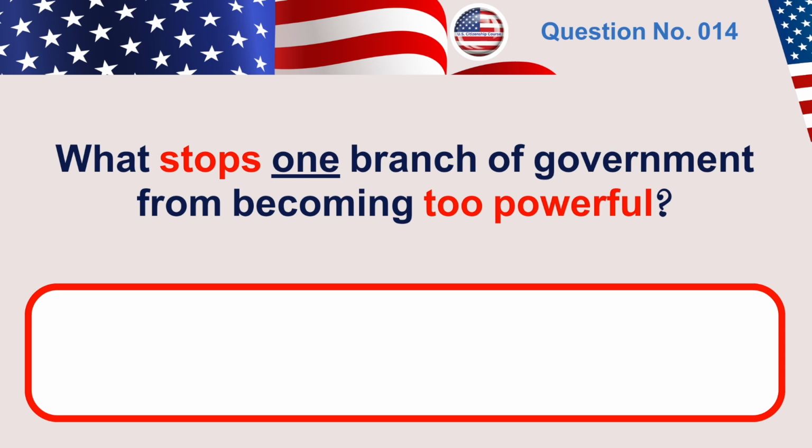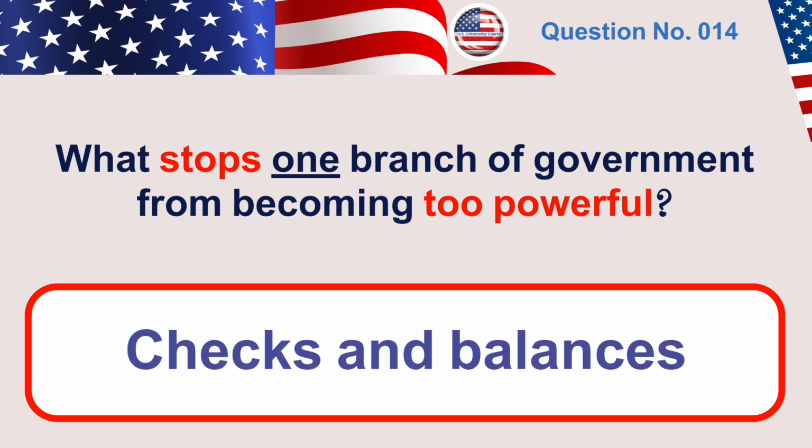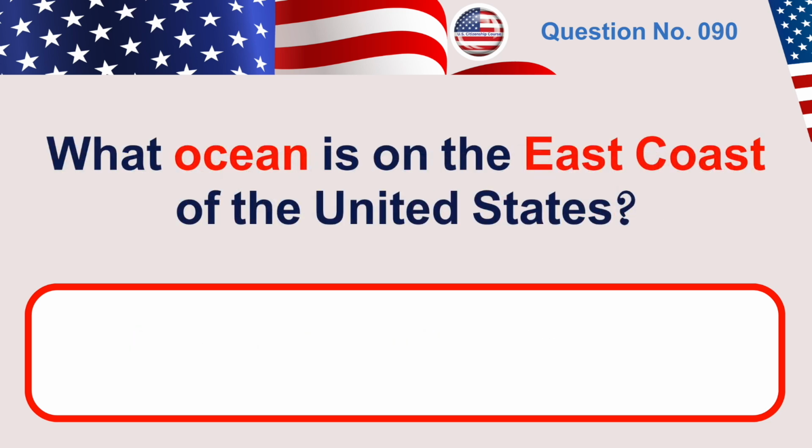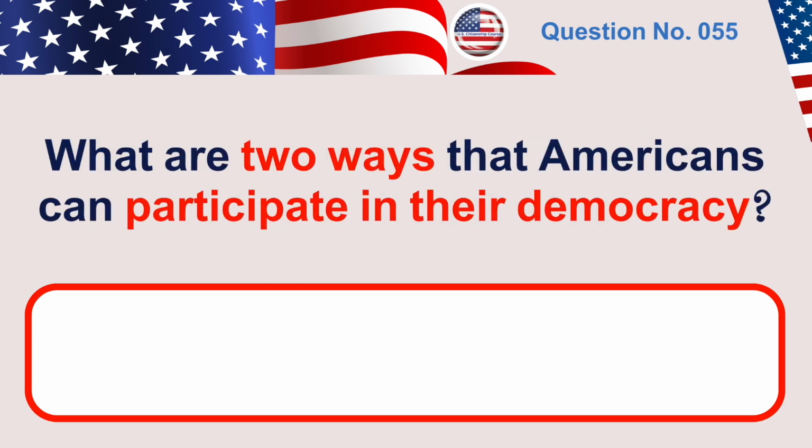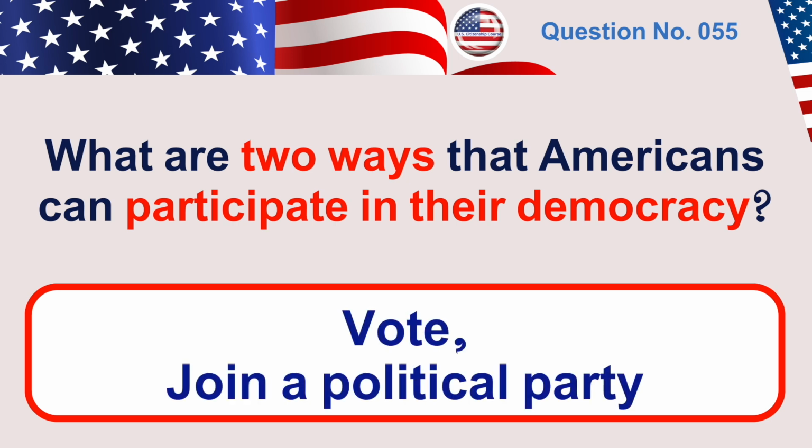What stops one branch of government from becoming too powerful? Checks and balances. What ocean is on the east coast of the United States? Atlantic Ocean. What are 2 ways that Americans can participate in their democracy? Vote, join a political party.